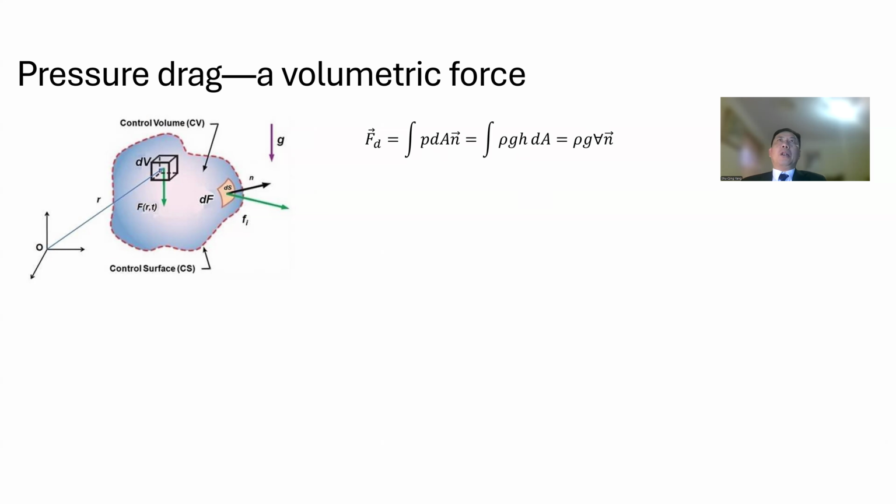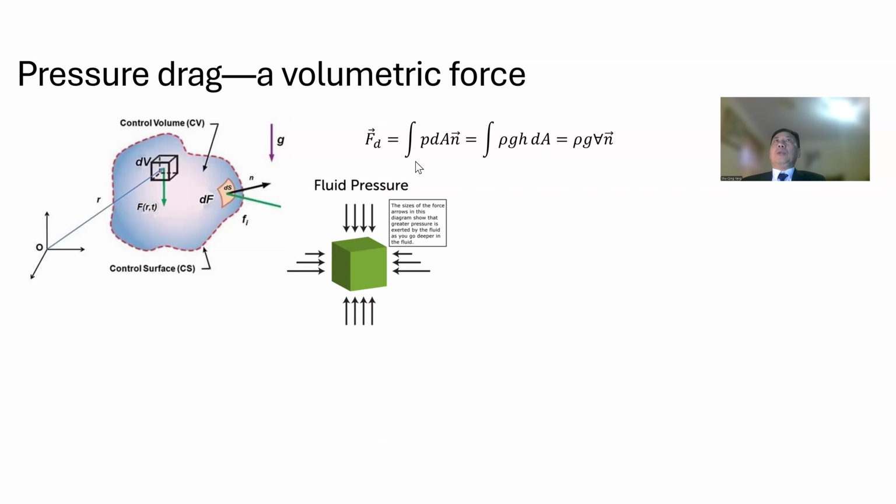For example, for atmospheric pressure at sea level, we say H is 10 meters. Pressure can always be expressed as the fluid height, H. H and A put together, dA, that is volume. So we will say pressure drag is a volumetric force.